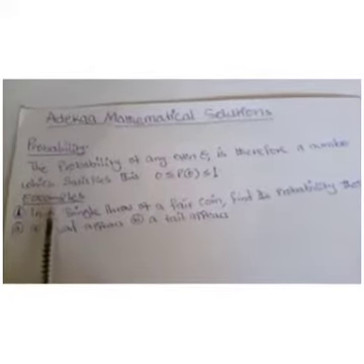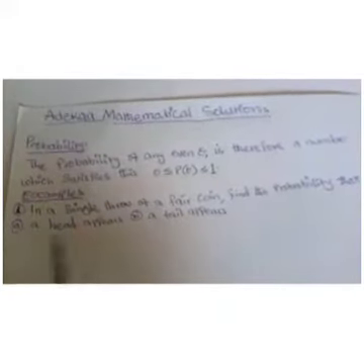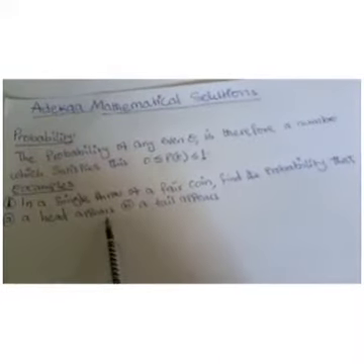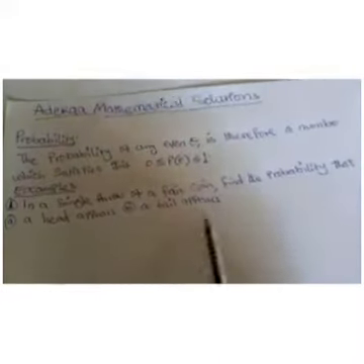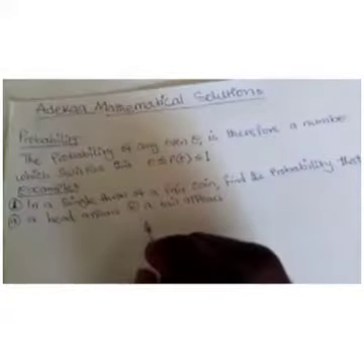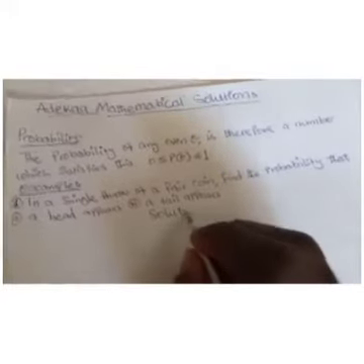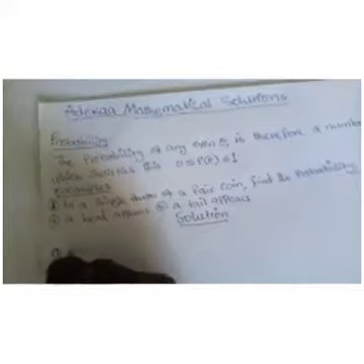So in the example now, it says: in a single throw of a fair coin, find the probability that A, a head appears, B, a tail appears. So as a solution, this is the solution, and we say this, A.